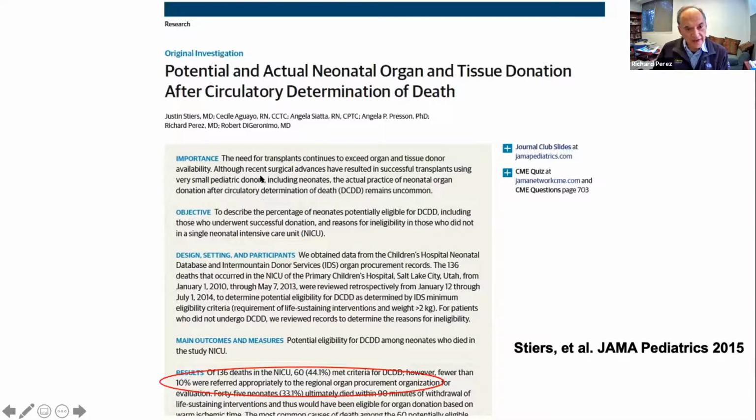So another NICU paper, this is from Utah, and what they found was that their utilization was very low compared to the potential for kidney. And they found a sobering fewer than 10% were referred appropriately into the OPO, and most of the referrals came after the death.